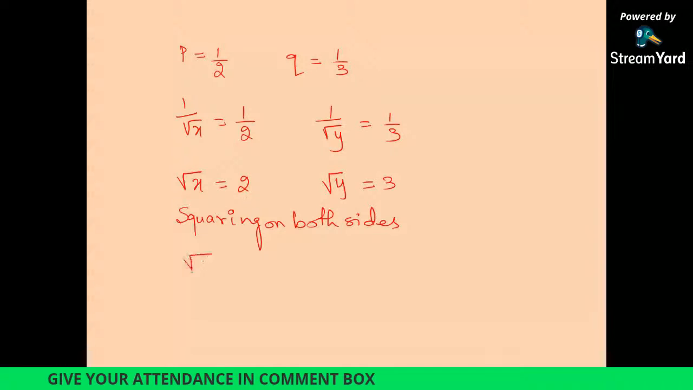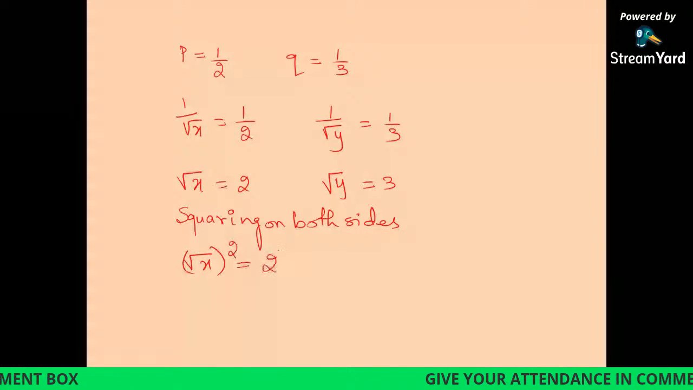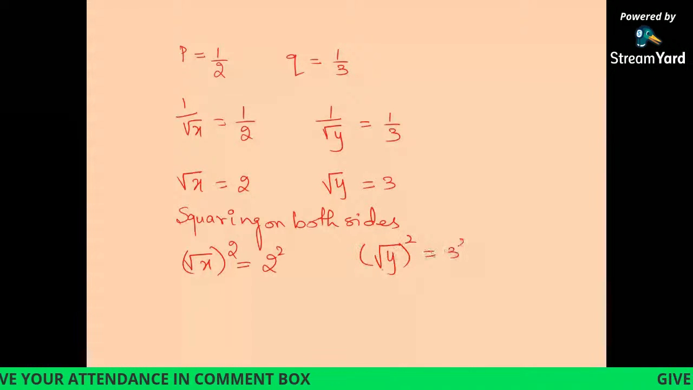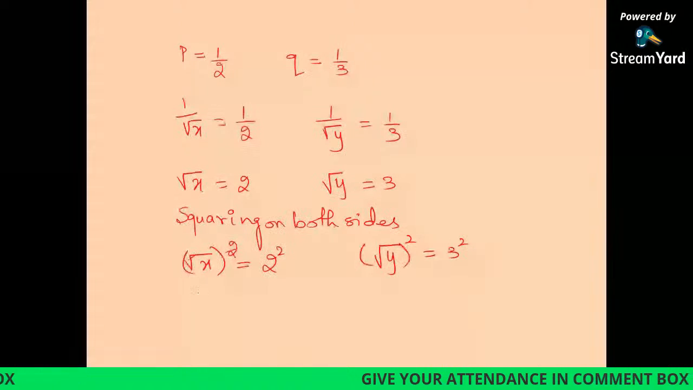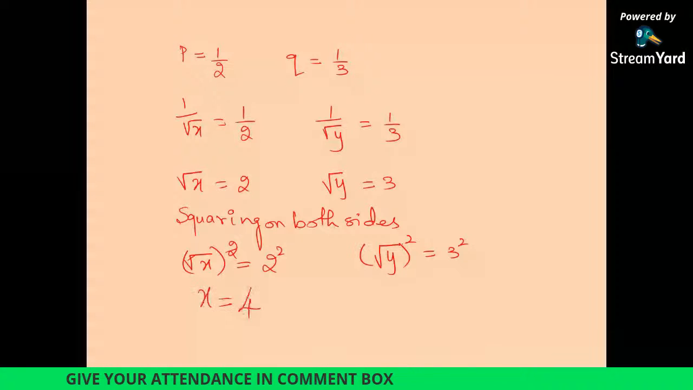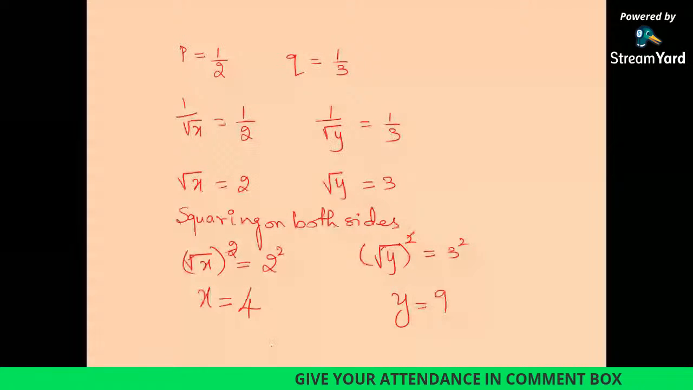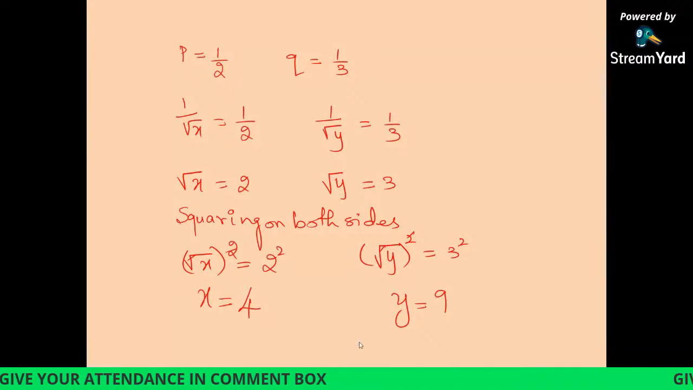If I do the square, root x whole square is equal to 2 square. Here root y whole square is equal to 3 square. Then square and root get cancelled, you remain with x is equal to 2 square, which is 4, whereas again root and square get cancelled, you remain with y is equal to 9. These are the values of x and y with respect to this equation.